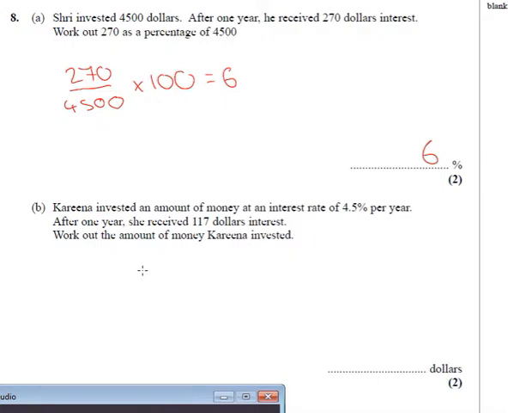Part B, you've got Karina invested an amount of money at an interest rate of 4.5%. After 1 year, she gets $117 interest. Work out the amount of money that Karina invested in the first place.